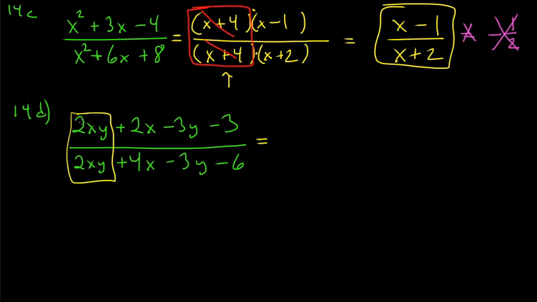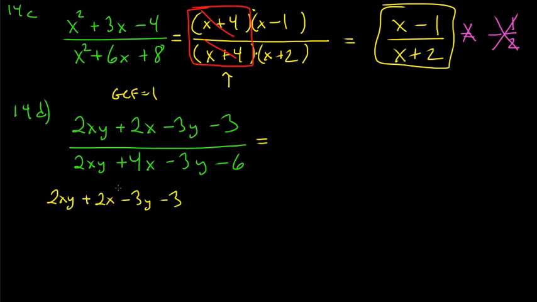You cannot cancel the 2xy's because they're not factors, they're terms. You're adding, not multiplying. If you had parentheses around everything here, now you're multiplying, and now you would be able to cancel. But that's not the problem. There's no parentheses. You can't just put them there. So what you're going to have to do is factor the numerator. And because the GCF is 1, and that's true for the denominator as well, by the way, we're going to have to factor by grouping. So let's do that down here.